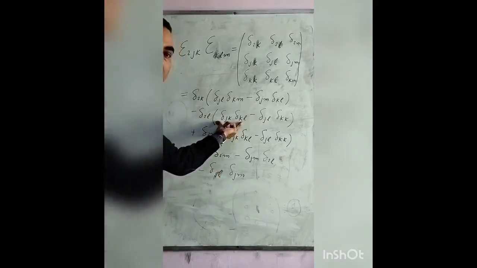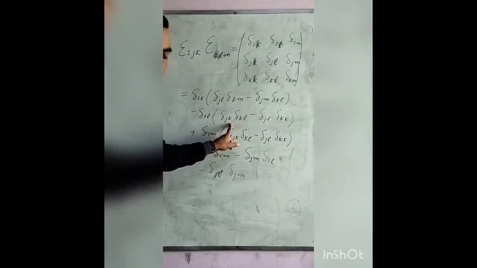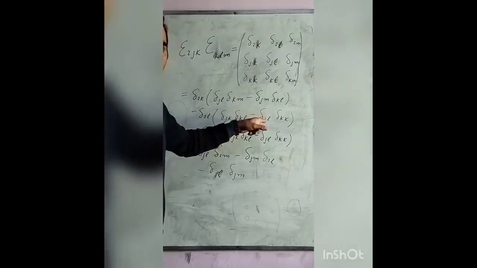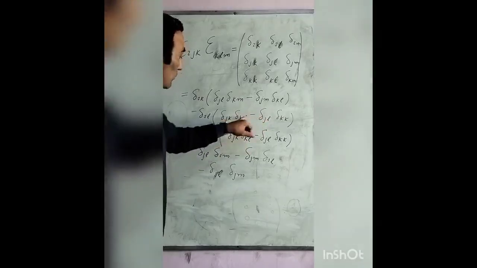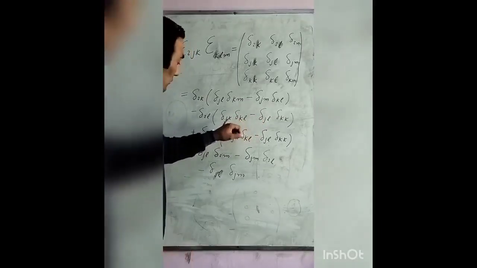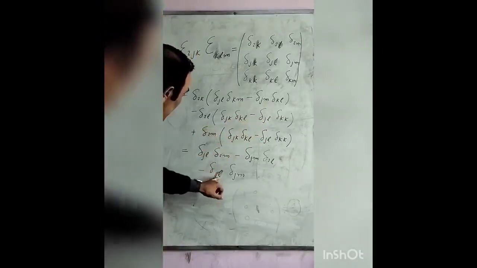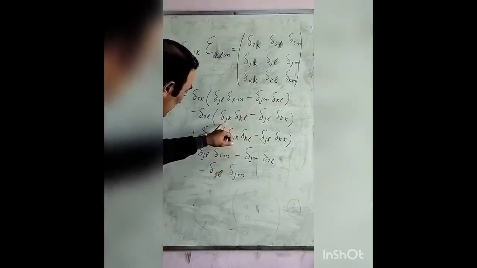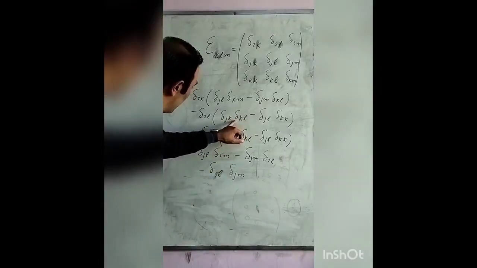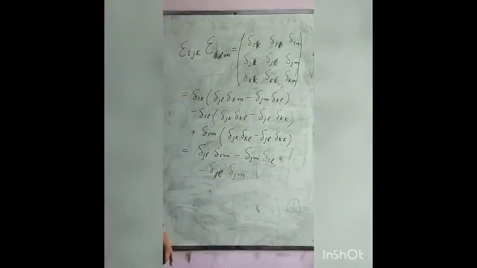Now here I am making a change. Here I am saying that if j is equal to k, but k is further equal to l, then j equal to l. So instead of this, I will write delta il, and when j equal to k, but k is also equal to l, you can write delta jl.